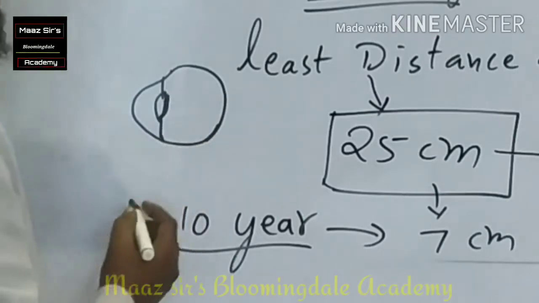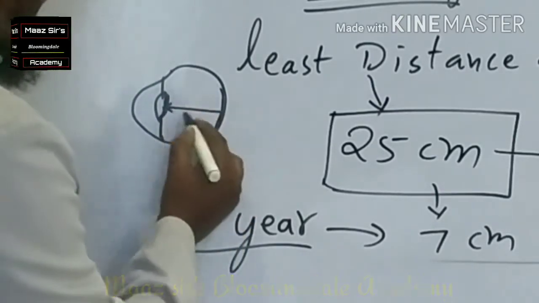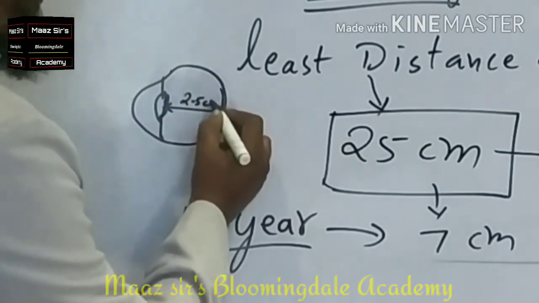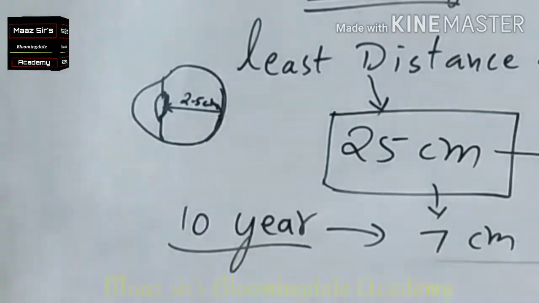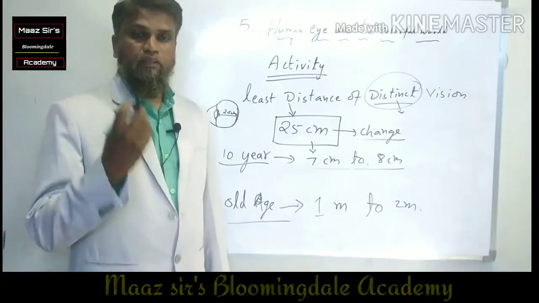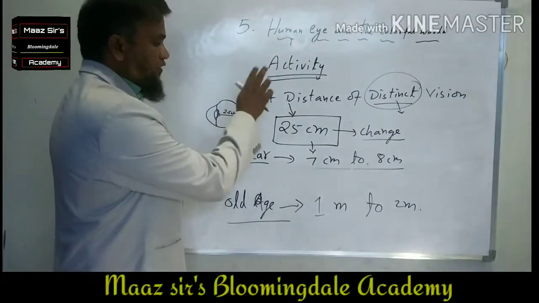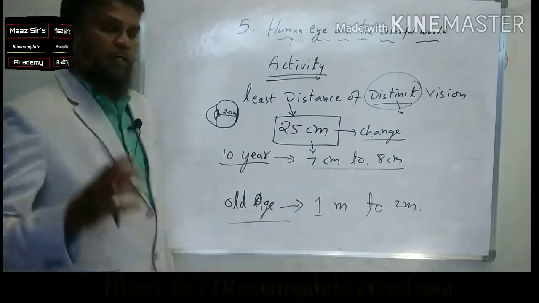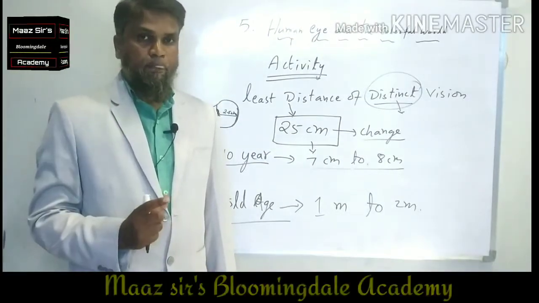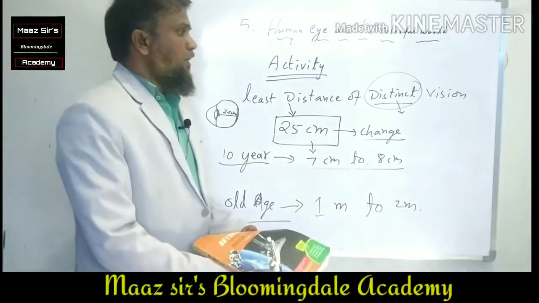You have a lens here, and this is the retina. So the distance between the lens and the retina is 2.5 centimeter for an adult human being. That is, for an adult human being or a healthy person, the distance is 2.5 centimeter. So that's why generally you will have a least distance of 25 centimeter. So is it clear?